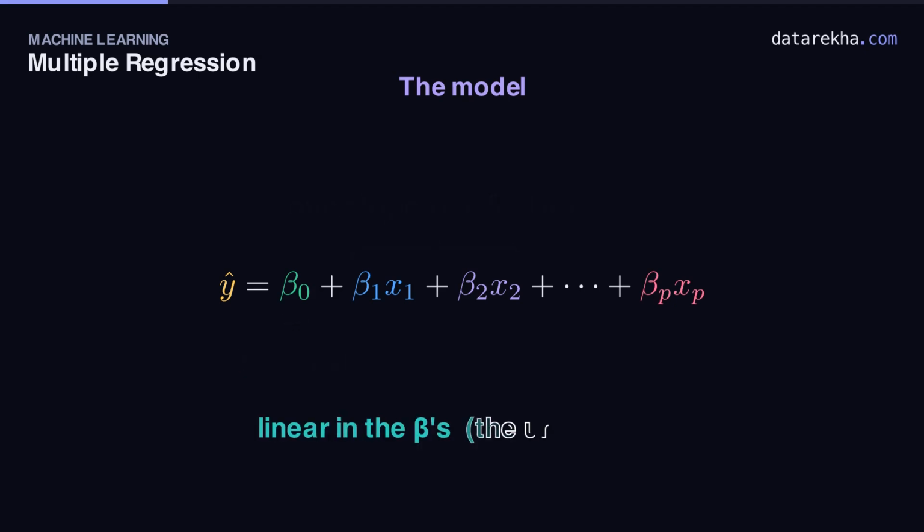One subtle but vital point. This is still called linear, even with many features, because it is linear in the betas, the unknowns we solve for. The features themselves can be anything.